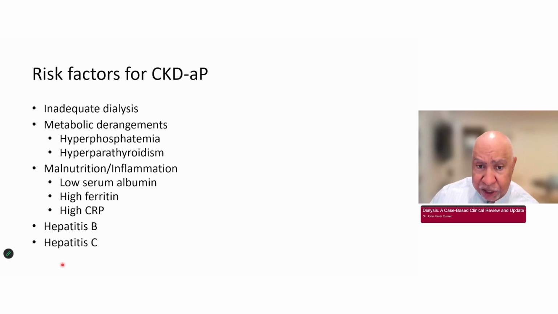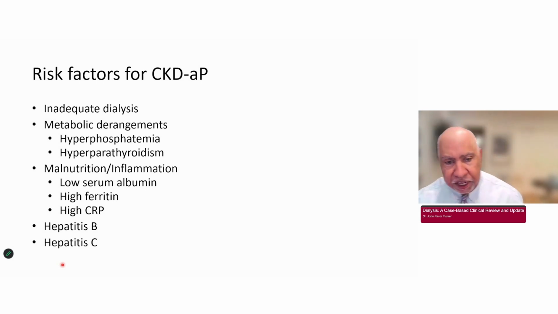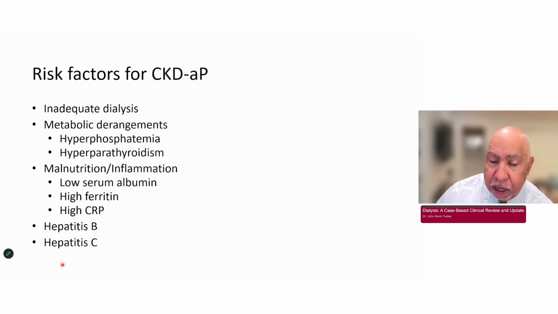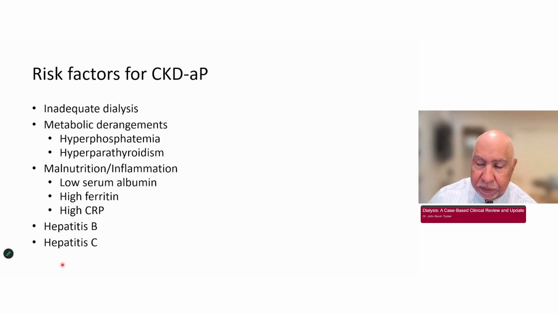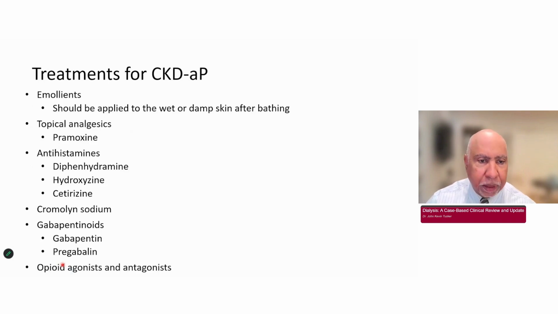So what are the risk factors for CKD-aP? They include things like inadequate dialysis, metabolic derangements, hyperphosphatemia, hyperparathyroidism, malnutrition, inflammation, low serum albumin, high ferritin, and high CRP. Hepatitis B and hepatitis C are also independent risk factors for CKD-associated pruritus.